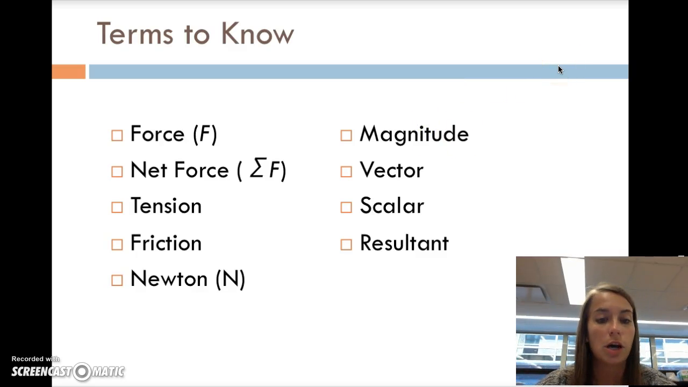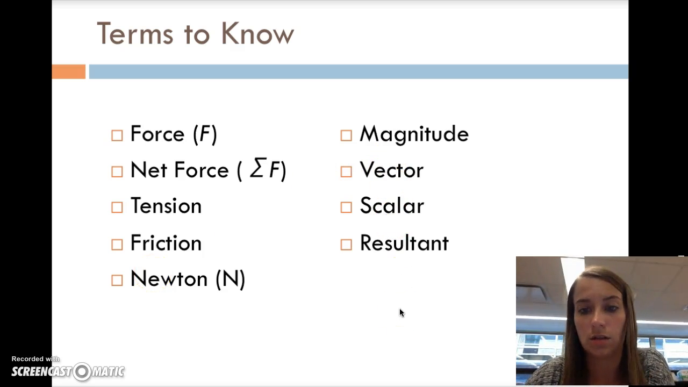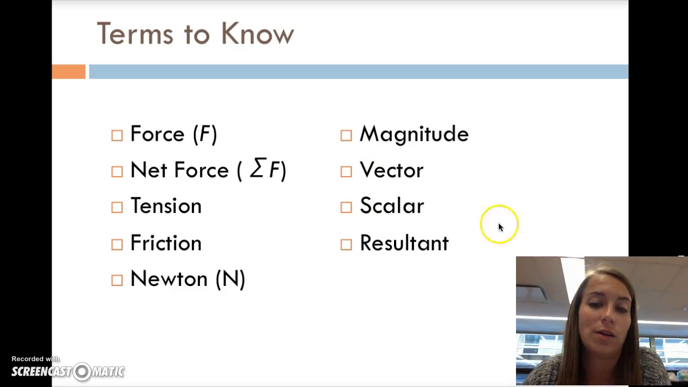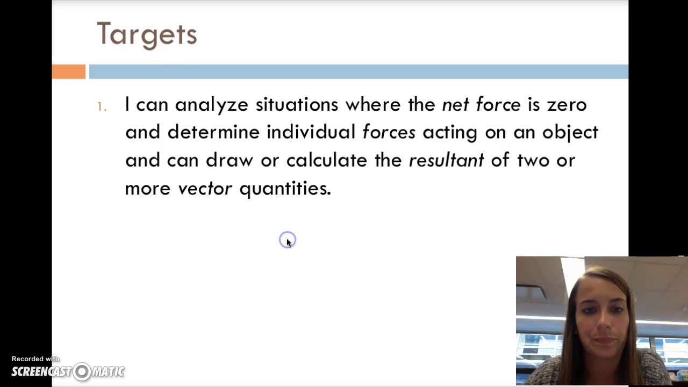All right, terms we're going to talk about: force, which we're going to use a capital F, net force, and this little sign here is the summation sign, so it means sum of all the forces, tension, friction, Newton, which is a unit, capital N, magnitude, vector, scalar, and resultant. So vector, scalar, and resultant, hopefully, and maybe magnitude, you've kind of got these words down. The ones over here we'll talk about more today.